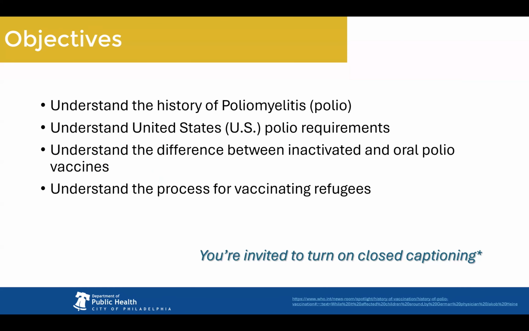Before we begin the training, we have just a few objectives to go over. By the end of this training, you should be able to understand the history of poliomyelitis, polio for short, understand United States polio requirements, understand the difference between inactivated and oral polio vaccines, and understand the process for vaccinating refugees. And you're invited to turn on closed captioning at this time.